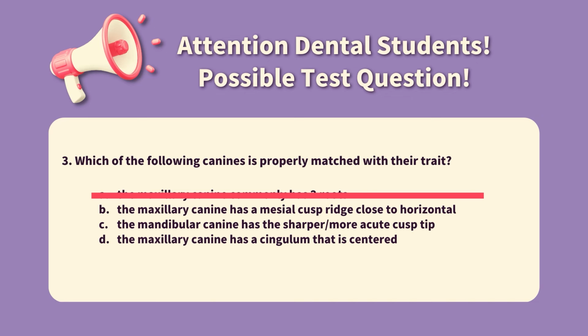B. The maxillary canine has a mesial cusp ridge close to horizontal. Nope, wrong tooth. It's the mandibular canine that will have a mesial cusp ridge close to horizontal, so B is not the answer. C. The mandibular canine has the sharper, more acute cusp tip. That's not correct. The maxillary canine has the sharper, more acute cusp tip compared to the mandibular canine, whose cusp tip is more blunt and more obtuse. C is not the correct answer.